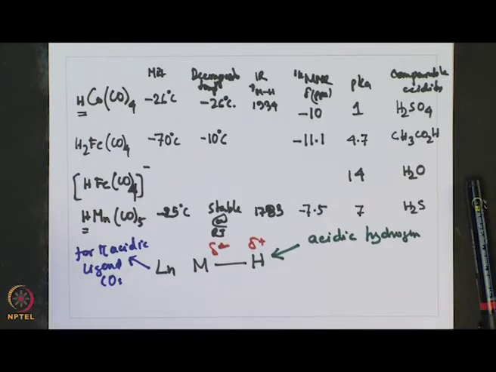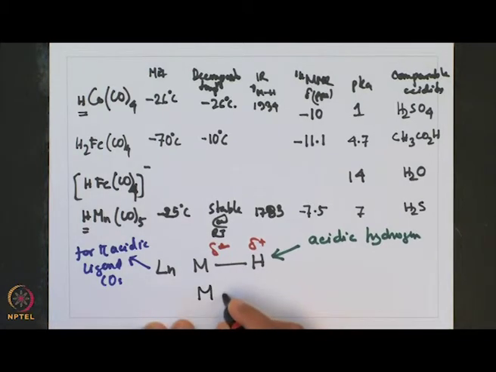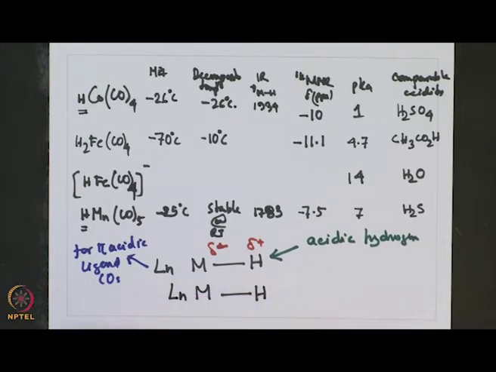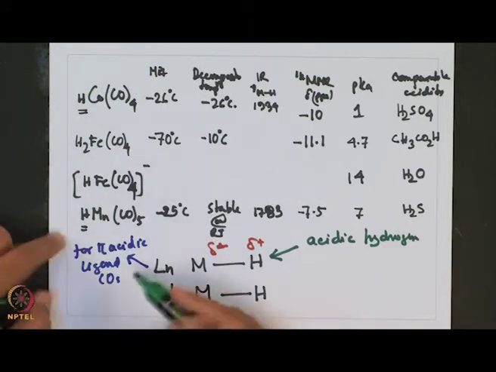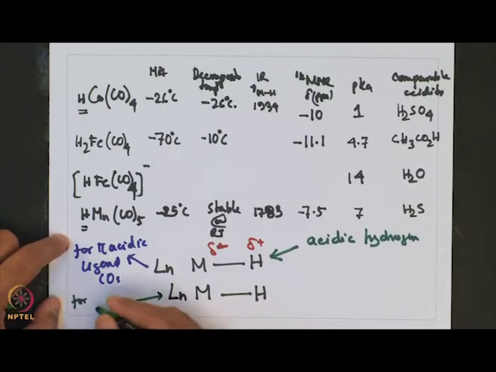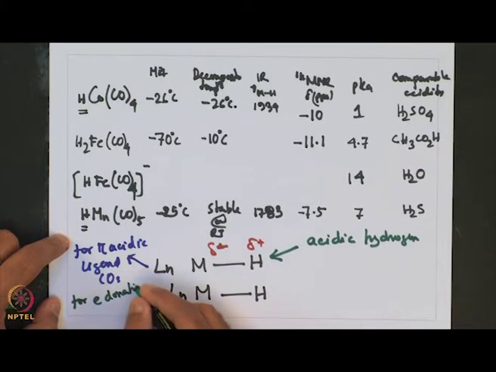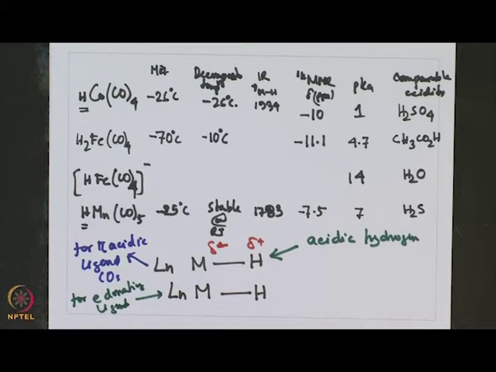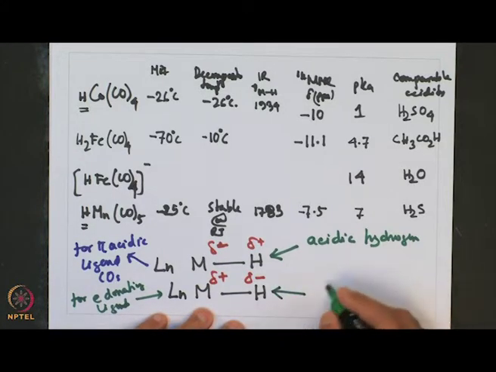Whereas, if the metal has electron donating ligands, and because the hydrogen is more electronegative than the metal, then this M-H bond would be polarized as H delta minus and M delta plus, which makes this proton hydridic.